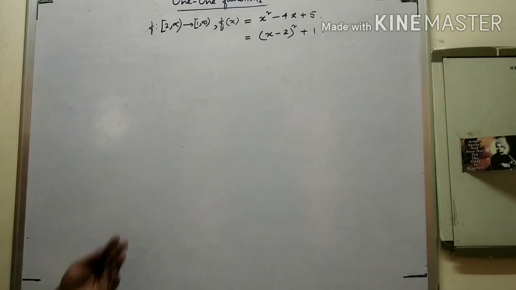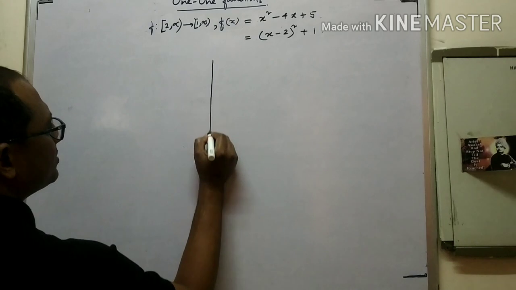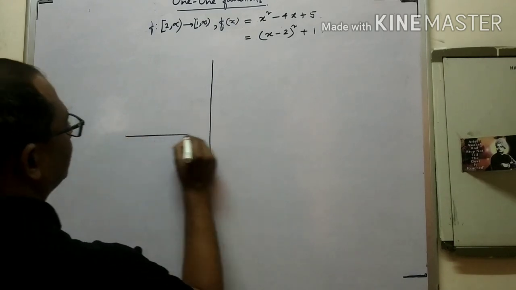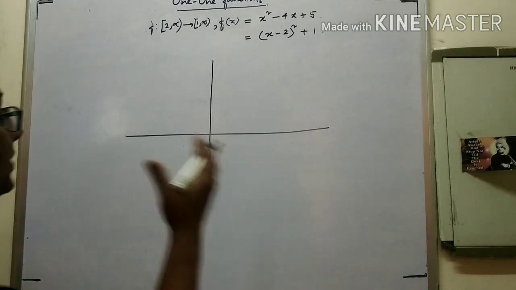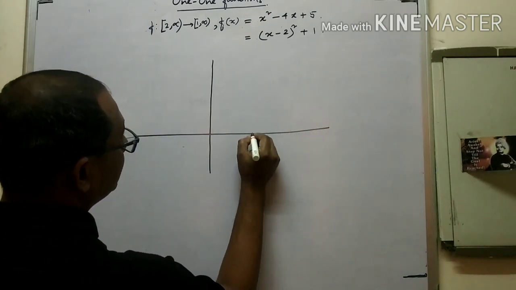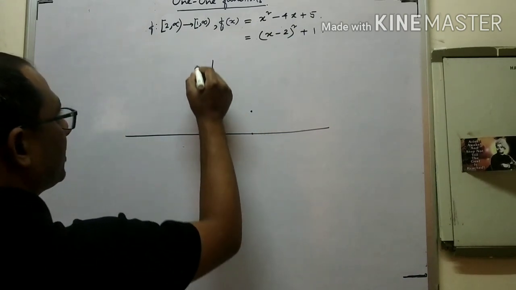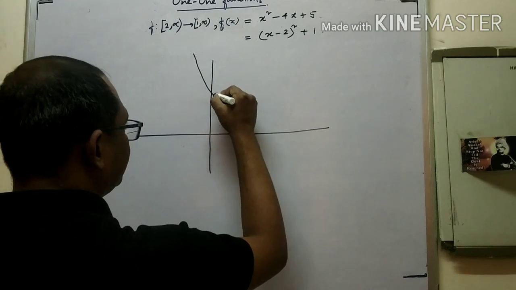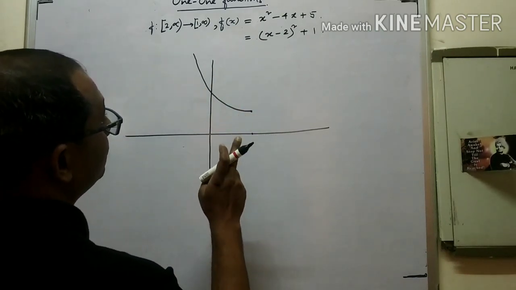So the second method will be easier here. Let us draw the graph of it. (x minus 2) whole square plus 1. Starting from x square, (x minus 2) whole square will be shifted 2 units, then plus 1 will be shifted 1 unit. So it will be a parabola whose vertex is the point x equal to 2, y equal to 1.